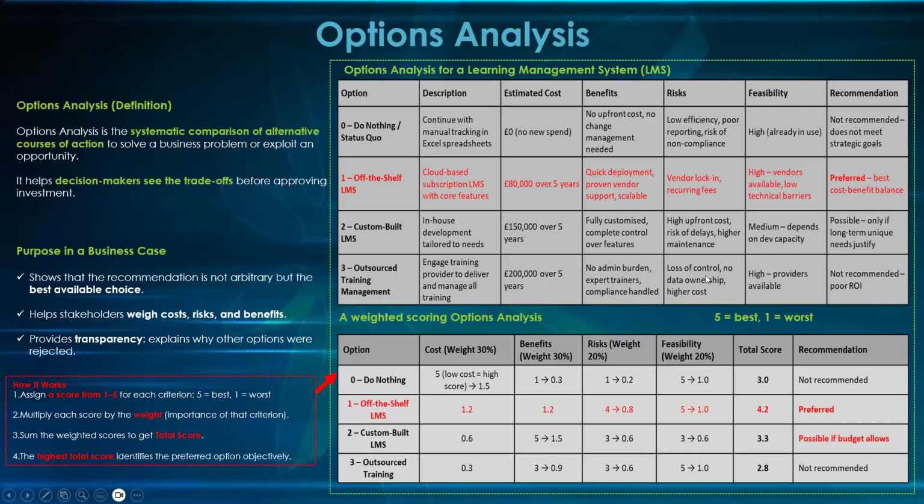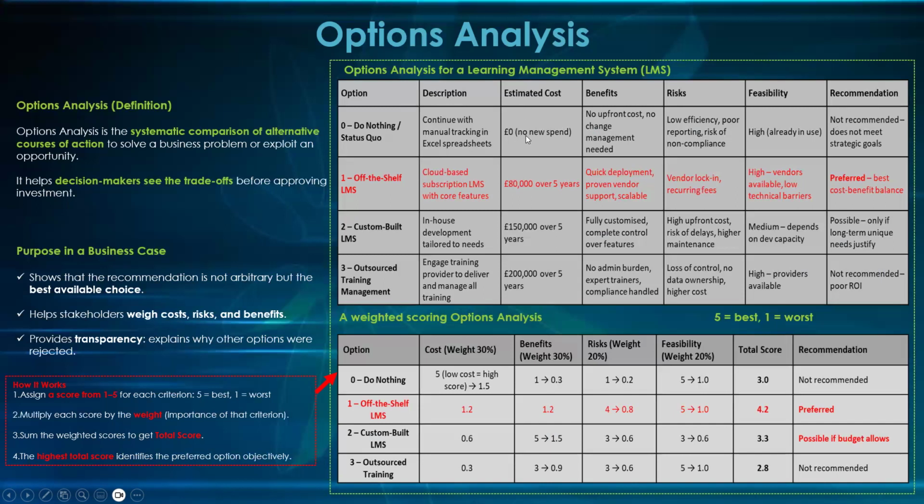Risk: loss of control, we don't have control. No data ownership, high cost. That's the risk. Feasibility is high. Provider will provide everything. So let's break it down, going by all these things that we have on this heading.